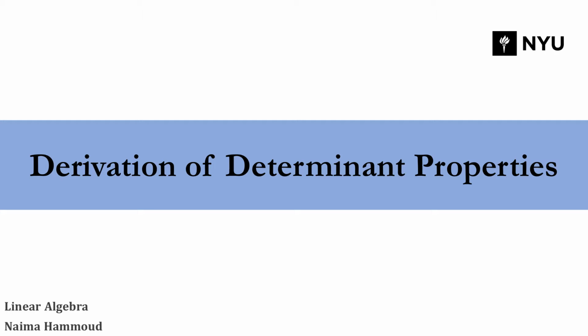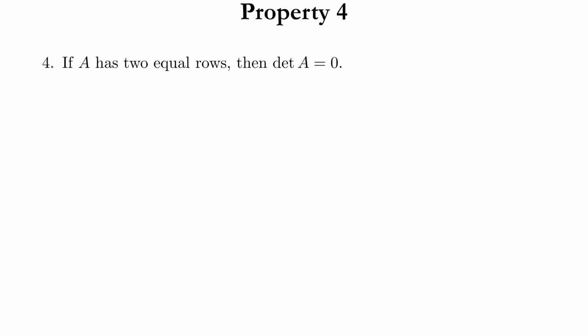In this lesson, we are going to derive 7 more properties using the first 3 properties of determinants. The fourth property says that if A has 2 equal rows, then the determinant of A is equal to 0. This can be proved using the second property of determinants.